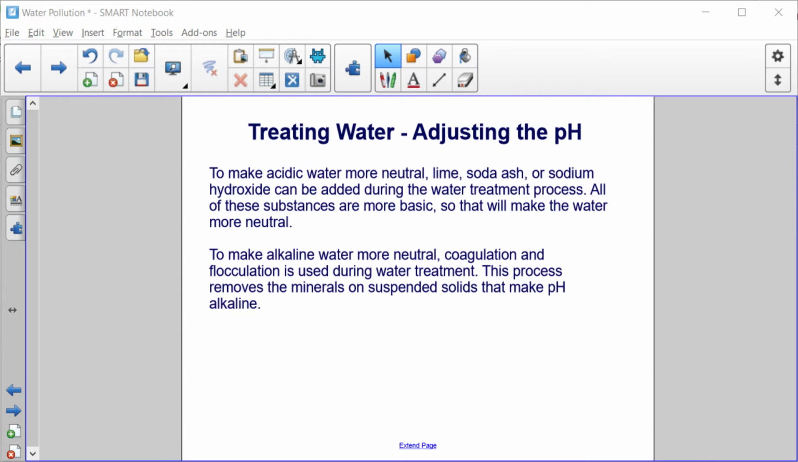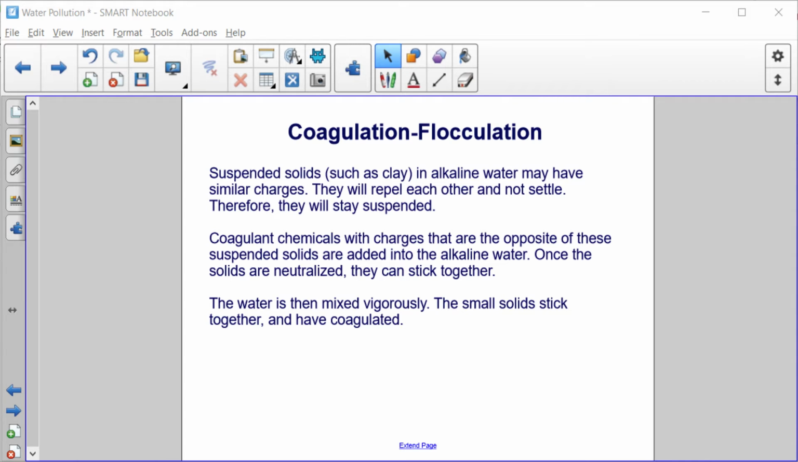To make alkaline water more neutral, coagulation and flocculation is used during water treatment. This process removes the minerals on suspended solids that make the pH alkaline. Coagulation-Flocculation. Suspended solids, such as clay in alkaline water, may have similar charges. They will repel each other and not settle. Therefore, they will stay suspended. Coagulant chemicals with charges that are the opposite of these suspended solids are added into the alkaline water. Once the solids are neutralized, they can stick together.